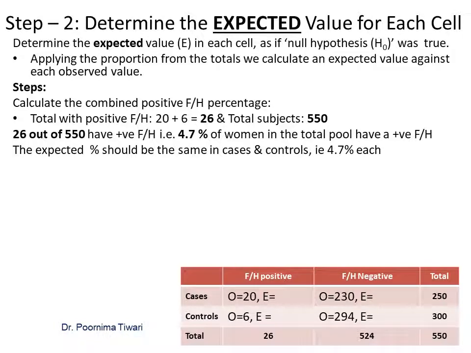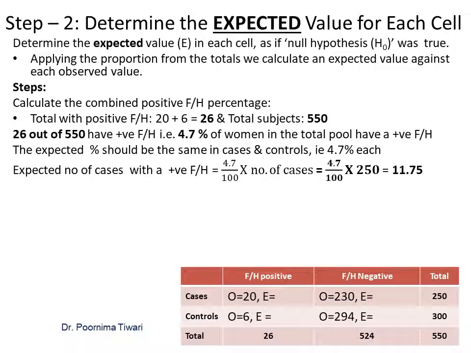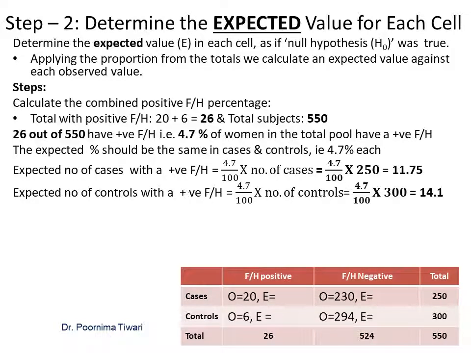So the expected percentage should be the same in all the groups, that is both cases and control, 4.7% each if the null hypothesis is true. So the expected number of cases with positive family history will be 4.7 divided by 100 times the number of cases, which comes out to be 11.75. This is the expected number for cell 1. Similarly, the expected number of controls with positive history should also be 4.7%. So 4.7 divided by 100 times the number of controls, 14.1.